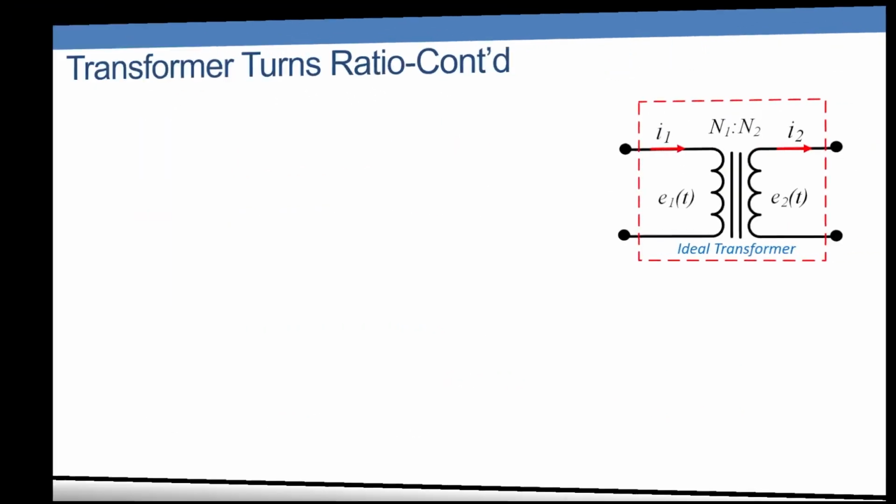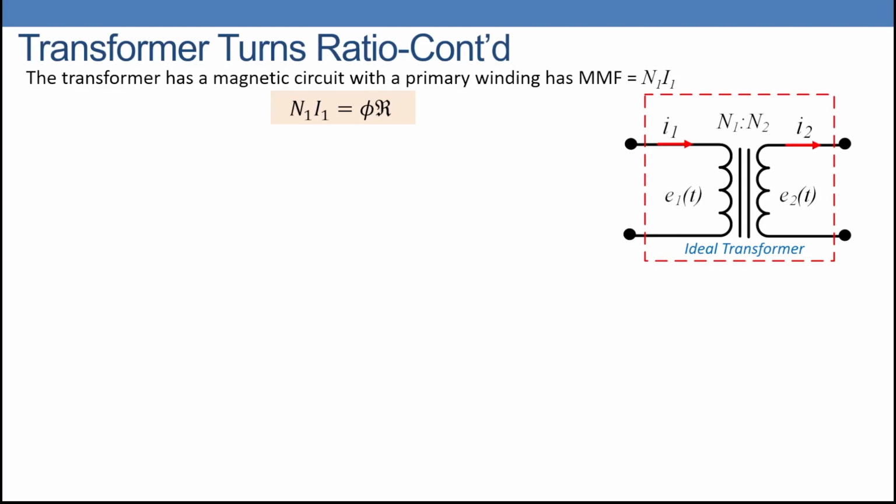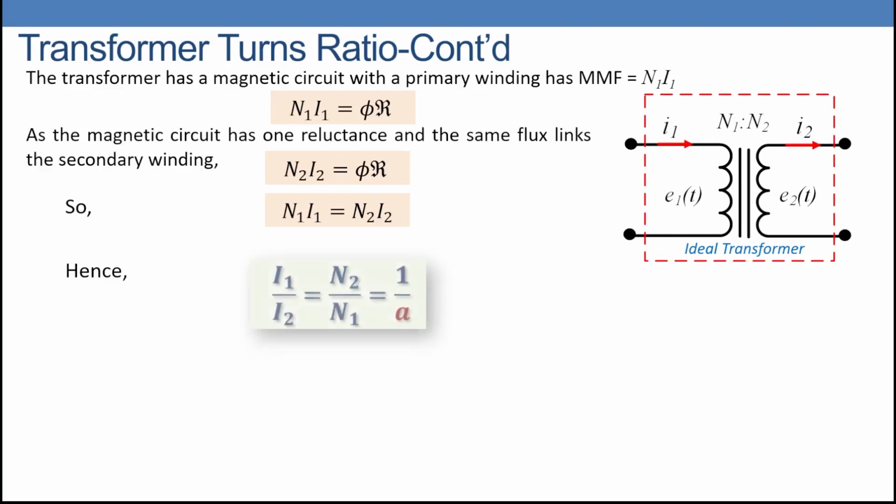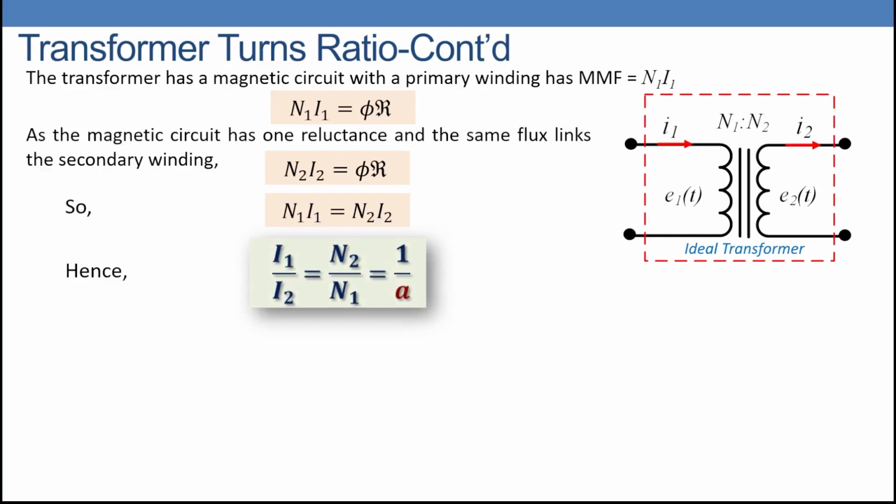So what's the relation between the turns ratio and the currents? If our transformer has a current in the primary I1 and a current in the secondary I2, the magnetic circuit with the primary winding has MMF equals N1 I1 equals phi times reluctance. And the same flux will be in the core, so N2 I2 equals the same phi times the same reluctance. From this we can say that N1 I1 equals N2 I2, and in this case we can say that I1, the primary winding current, with respect to the secondary winding current, equals N2 over N1, or 1 over A, the reciprocal of the turns ratio, not the turns ratio.